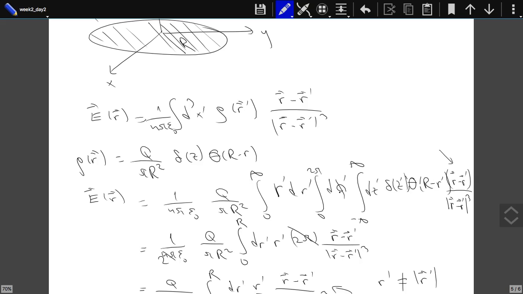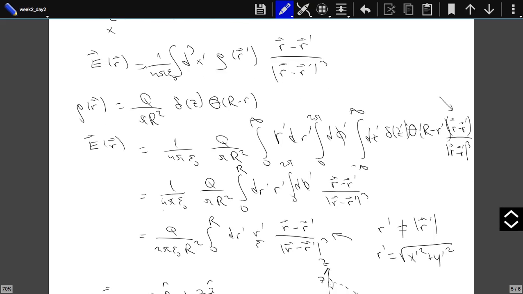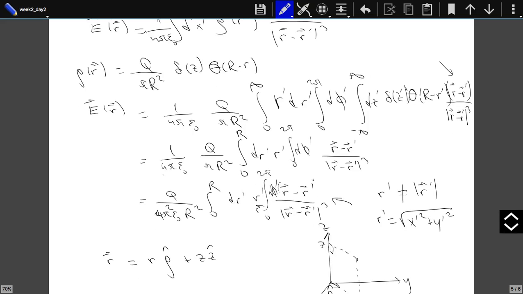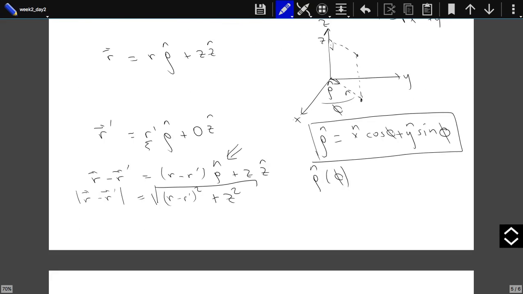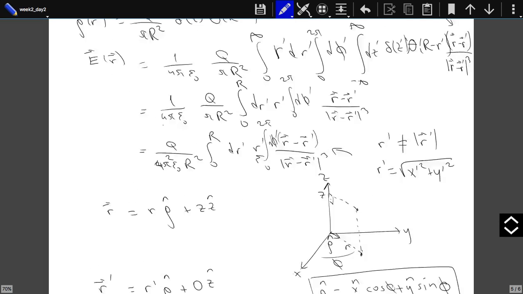So let me correct it. I don't have a 2 pi over here. That is still a phi prime integral. So there is no cancellation over here. I can still evaluate the z integral. There is no problem with that. So this is 4 pi squared. So let me just take that expression.